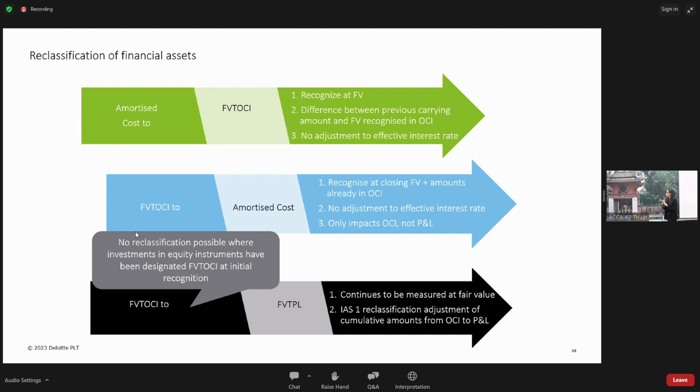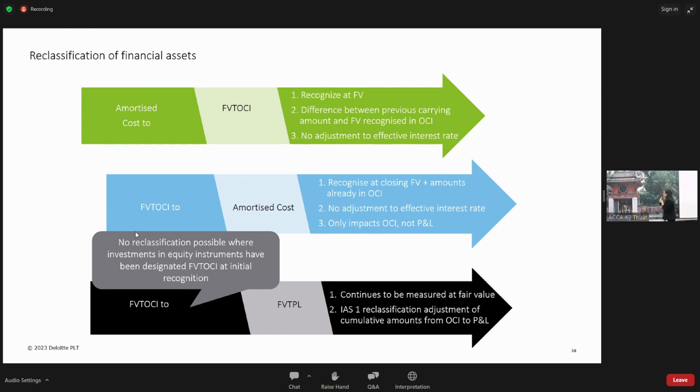Okay, so this is how we account for reclassification when it happens. We have three categories: amortized cost, fair value to P&L, fair value to OCI. So we'll talk about amortized cost to fair value to P&L, or amortized cost to fair value to OCI, and the same goes for the other categories. So you will see six of these.